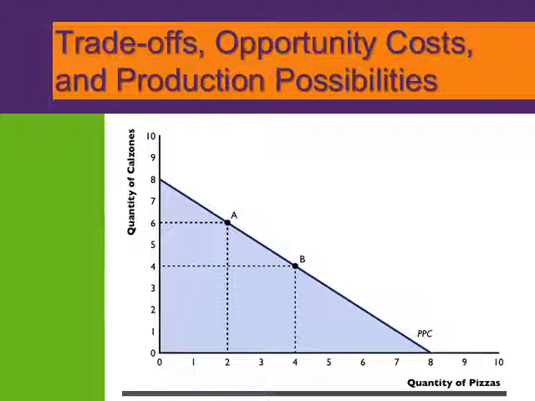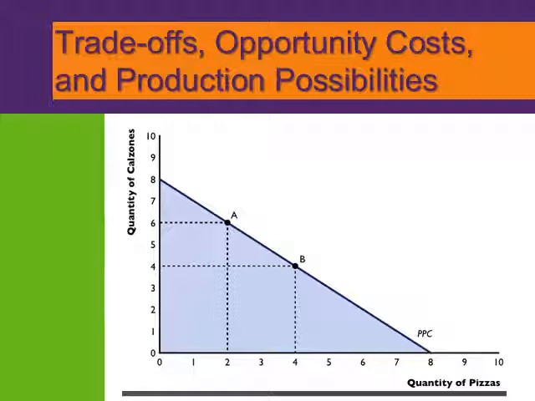At point A, Guido makes 6 calzones and 2 pizzas. At point B, Guido makes 4 calzones and 4 pizzas. So to increase the number of pizzas by 2, Guido had to give up 2 calzones. This was the opportunity cost. So production possibilities shows us the opportunity cost of increasing production of one item in terms of producing another item. Remember, opportunity cost has nothing to do with money, but the other things given up.